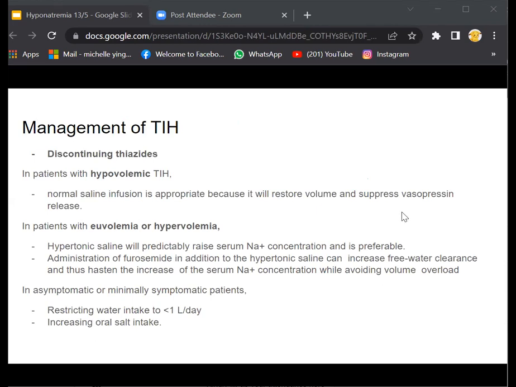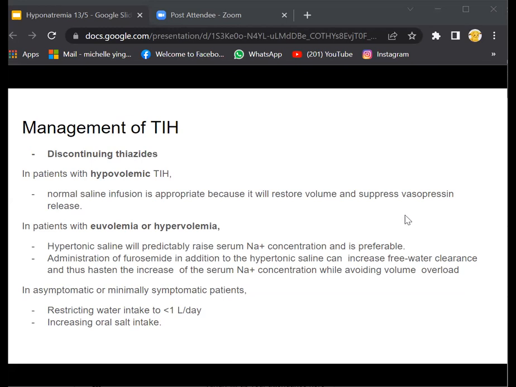For management of DIH, the first thing is we need to discontinue the thiazide. Next, we need to determine the volume status of the patient with DIH. If it is hypovolemic, normal saline infusion is appropriate because it will restore the volume and suppress the vasopressin release.